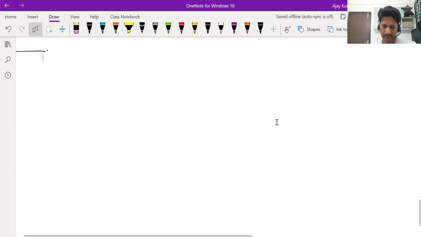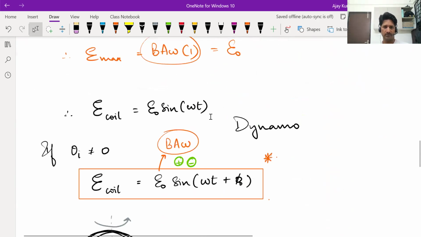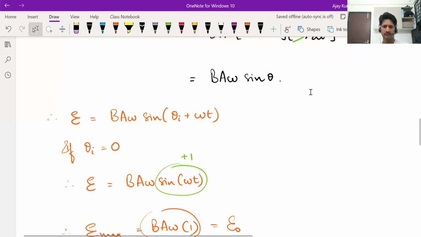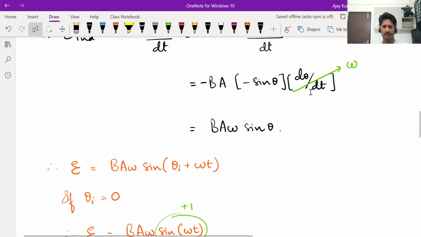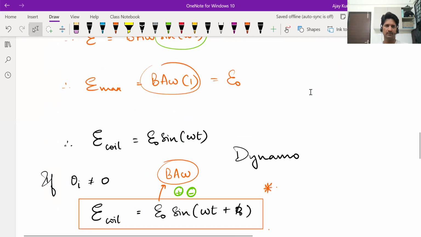Fine. Sir, can you show the last part of the derivation? Last part, this one. A bit more up, sir. Yeah, sir, this part. Okay. Yeah, sir. Okay, fine.